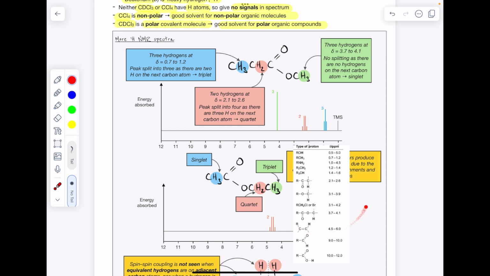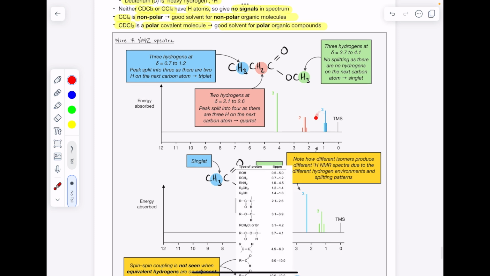So I've just grabbed the chemical shift data here from the table from the data booklet so we can actually have a look at what's going on. Starting with this CH3 here, we've got 3 hydrogens showing chemical shift from 0.7 to 1.2. Look, RCH3 0.7 to 1.2. So they're in the correct place on this x-axis. Now we have a splitting of 3 peaks, which means that the adjacent carbon to that CH3, according to the n+1 rule, must contain 2 hydrogens. Yep, there it is. That carbon next door has 2 hydrogens.